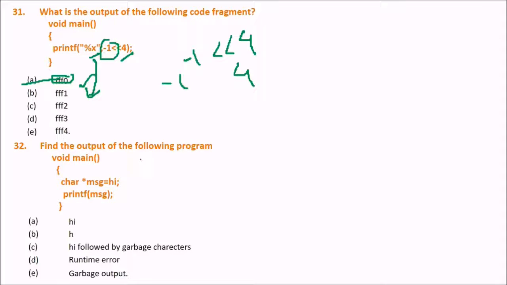Next is, find the output of the following program. This is a character pointer, msg is equal to hi. Now you want to print the msg message. So what will be the value? Can you answer this? Please tell me the answer. If you are thinking the answer is hi, then you should really care about the double quotes here, because this is a multi-byte character string. You have h and i, so it should be inside double quotes, because this is a character array string. So the answer would be E, garbage output.